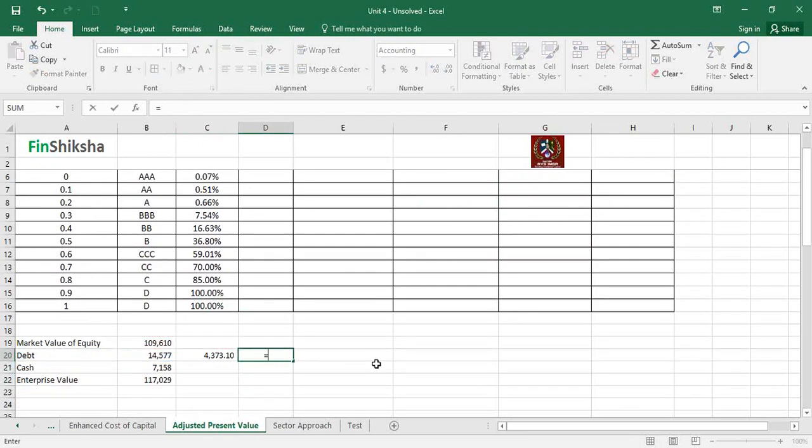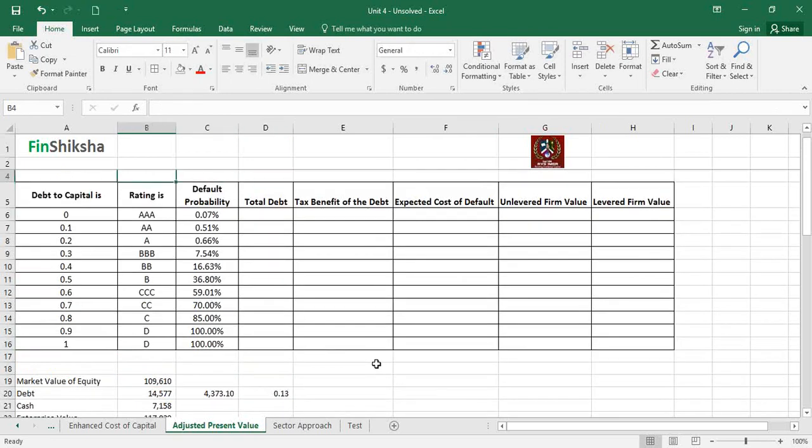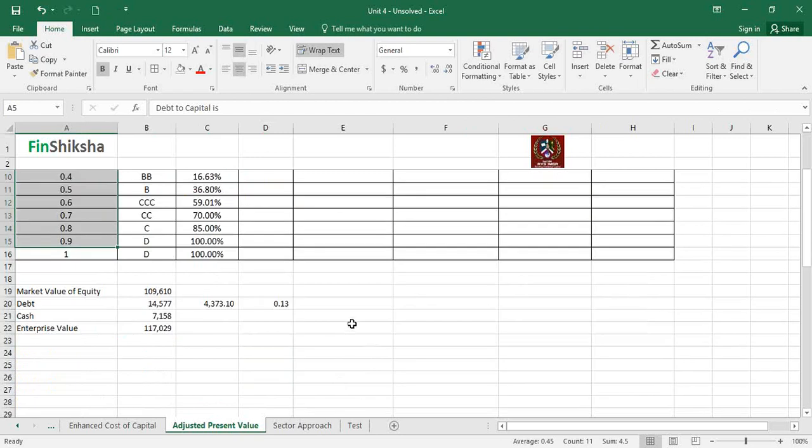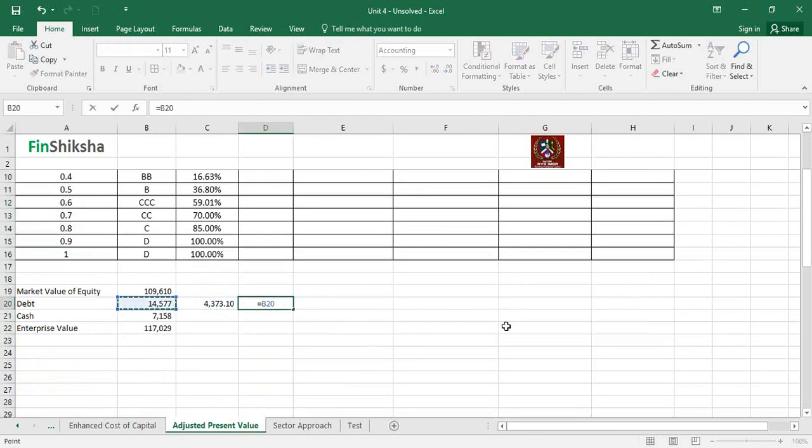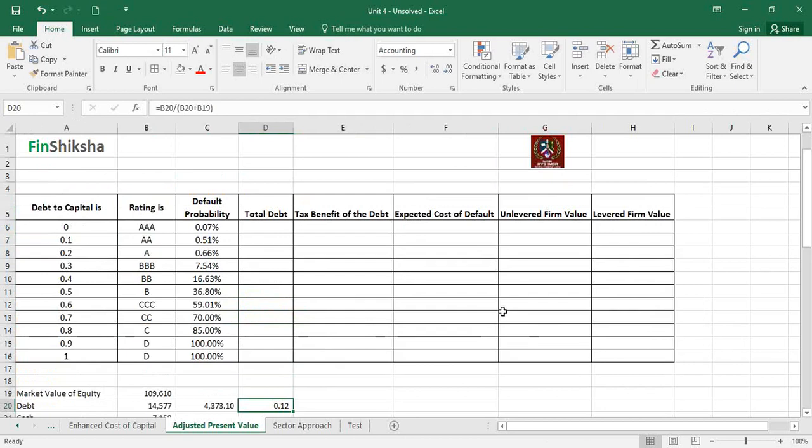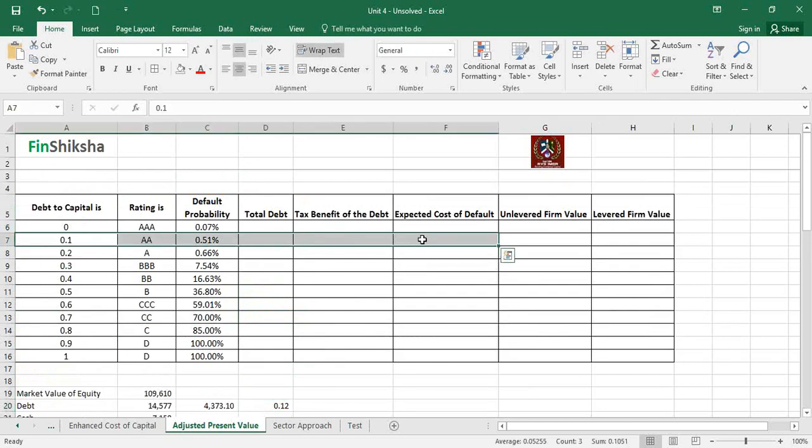If I want to calculate the debt to capital ratio, that's what we have calculated here in this table. Where are we in terms of debt to capital? That's equal to my debt divided by debt plus equity. And that's around 0.12, which is close to this number here. So I'm going to assume that they are at a AA rating.